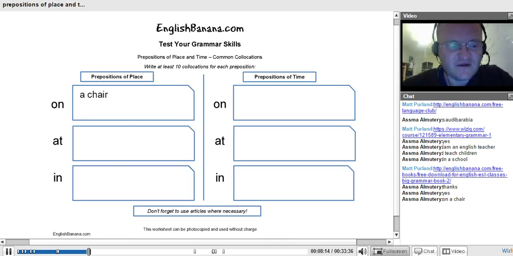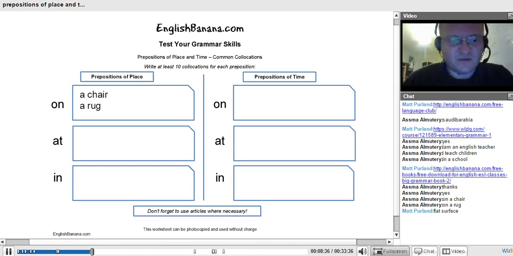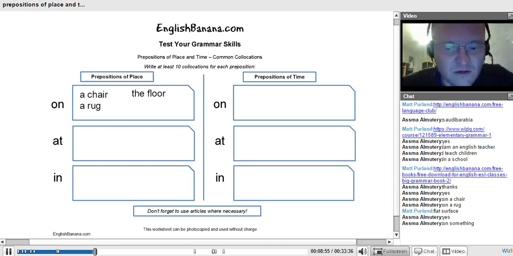In English, "on" tends to be very literal, a literal kind of preposition. We're on a rug. So it's often a flat surface, and the object or the person is positioned on it. So we might say on the floor, on the shelf, for example. It tends to be a flat surface.